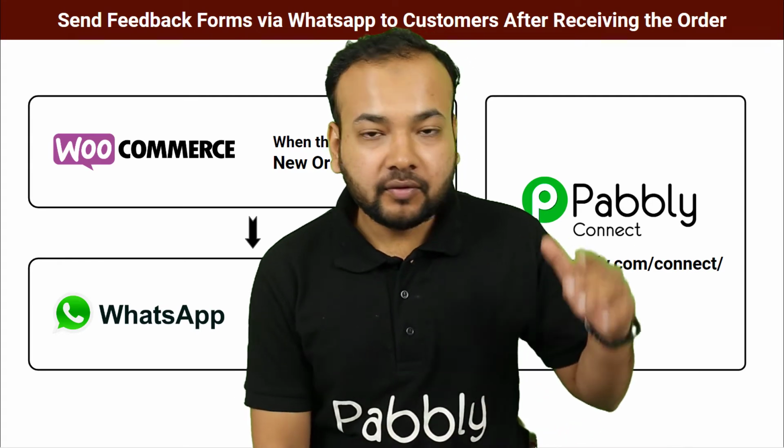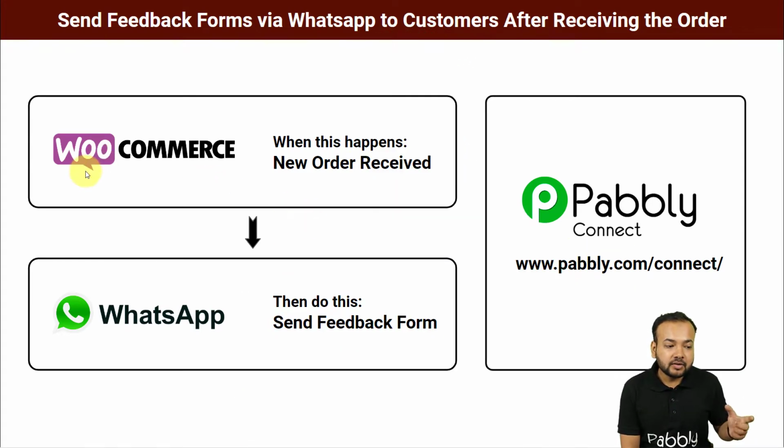Let me show you the flow. Here you can see we are using the WooCommerce plugin of WordPress to create a store here. In place of this, you can use any other store creating application, right? So here on this store, as and when a new order is received, after a few days of the delivery of that product, a feedback form will be delivered to the customer on WhatsApp automatically.